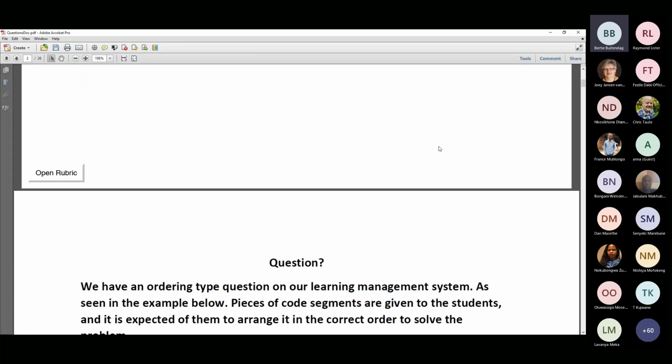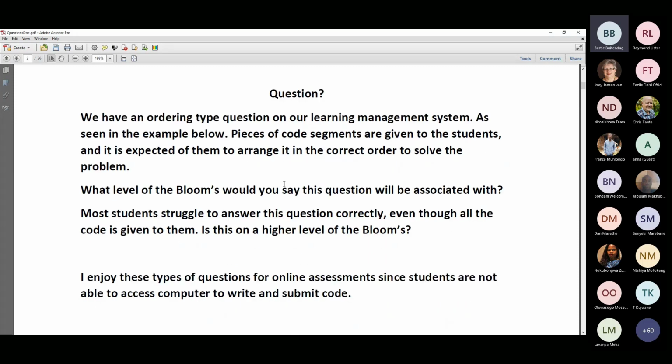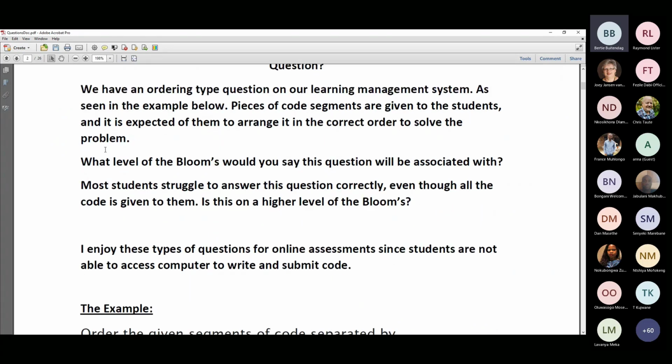So the one that was at our university: we have an ordering type question in our learning management system. As seen in the example below, pieces of code segments are given to the students, and they are expected to arrange them in the correct order to solve the problem. What levels of Bloom's would Prof say this question will be associated with? Most students struggle to answer these types of questions correctly, even though all the code is given to them. Is this on a higher level of Bloom's?